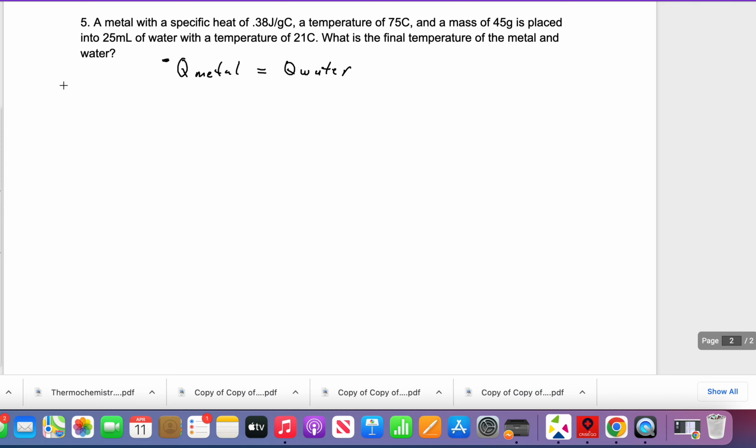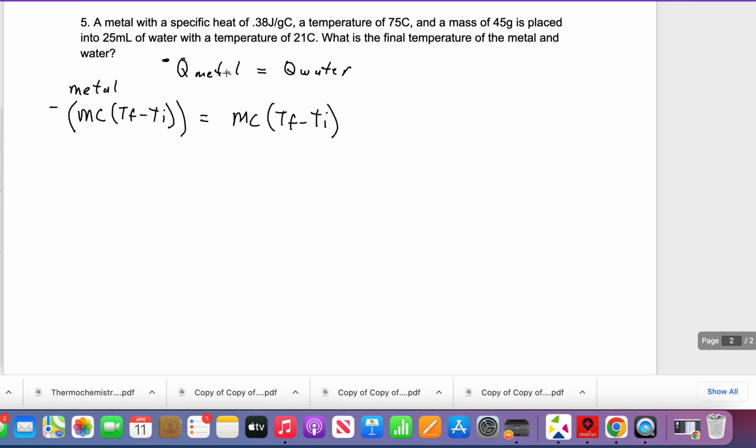Now, we know what Q is equal to. Q is equal to MC delta T. So now I'm going to write that for the metal here. Instead of writing the whole Q equation, I'm just going to put what Q is equal to. So MC (TF minus TI) for the metal. But because the metal is losing energy, that's going to be negative. That's going to be equal to the MC (TF minus TI) for the water.